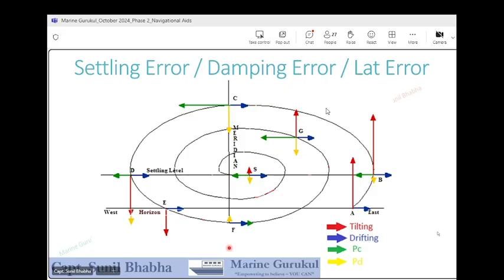With a down tilt, an upward damping precession will also be generated, which is countered by a downward tilting motion, and a downward tilting motion is obtained west of the meridian. So in the southern hemisphere, the settling position is below the horizon and west of the meridian. In the northern hemisphere, as we see in the diagram, the settling position is above the horizon and east of the meridian. Now this difference which we see between the meridian and the settling position, which is represented by this maroon color arrow, this is the damping error or the settling error or the latitude error.